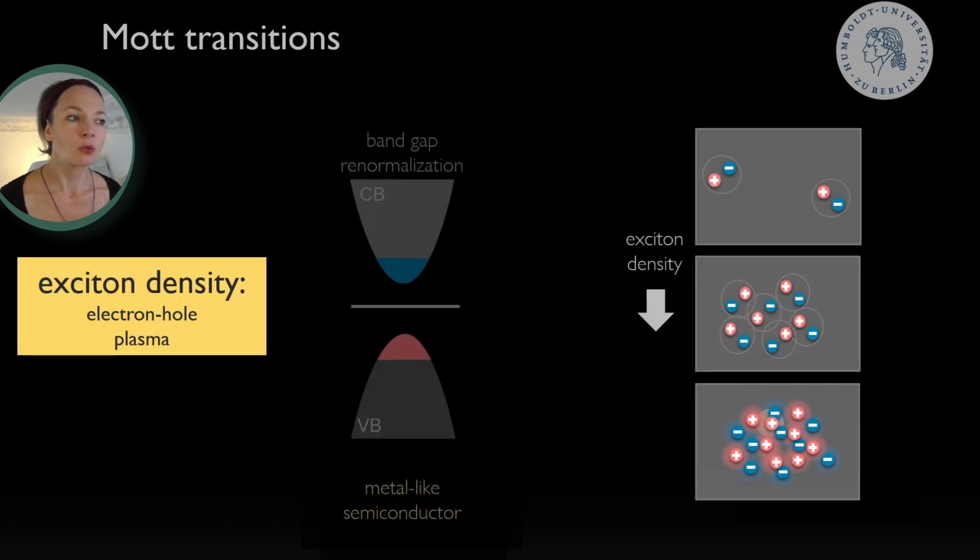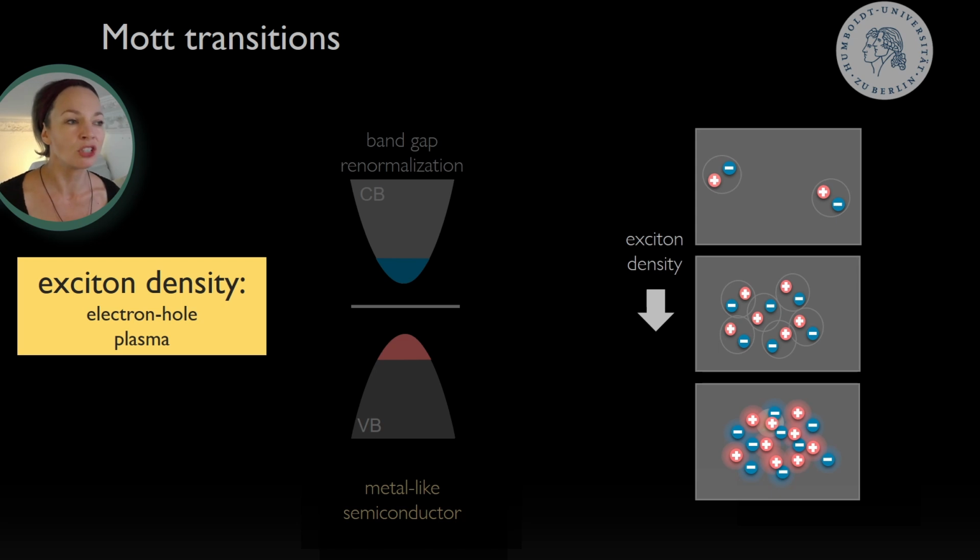It is quite analogous. Instead of doping, though, you enhance the exciton density in your semiconductor, and as soon as the excitons overlap in space, there is a critical radius for this to happen, they form an electron hole plasma, and the semiconductor exhibits metal-like properties with free carriers in the conduction and the valence band.